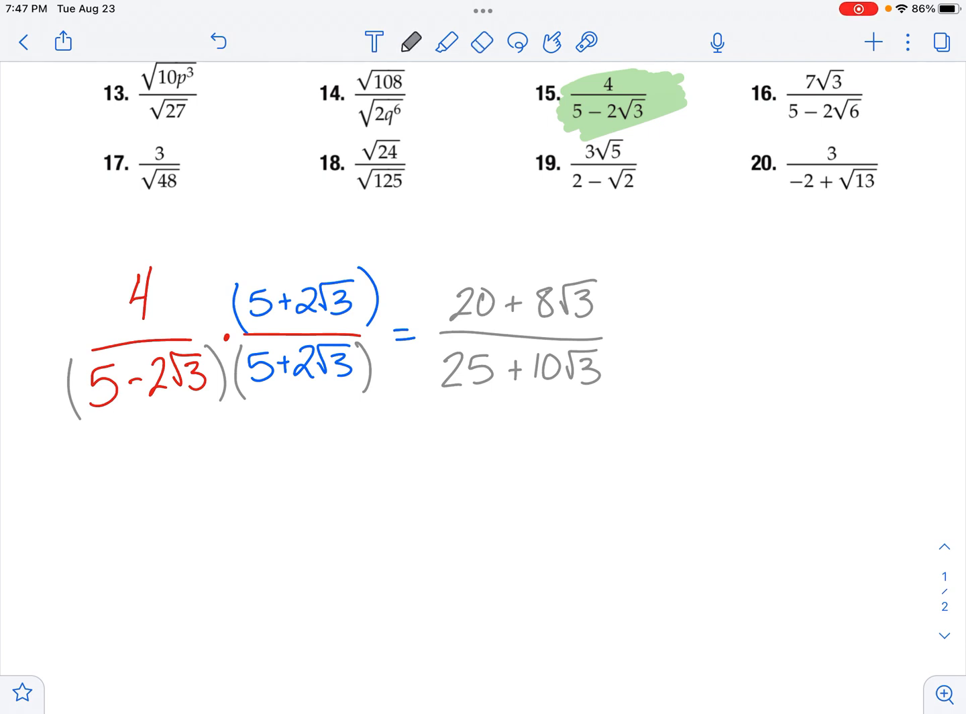Now I also have to distribute this negative 2 root 3 to both parts. I just did the 5 to both parts. I need to do the negative 2 root 3 to both parts as well. So when I do that, negative 2 root 3 times 5, I get negative 10 root 3. So I did the 5 to both parts, and I did the negative 2 root 3 times 5. I need to do my last step, negative 2 root 3 times positive 2 root 3.